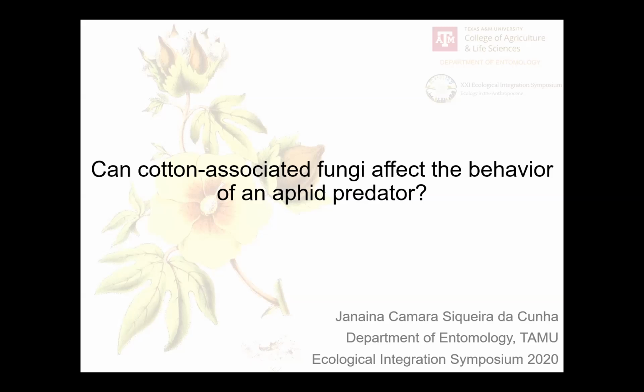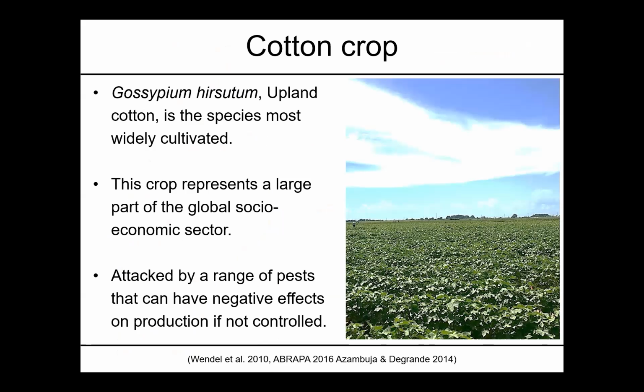So to start with, I'm gonna make a background a little bit about some stuff that I think it's important for you to know. So the first thing is the cotton crop that I used for my studies. And the species that I used was Gossypium hirsutum that belongs to the Malvaceae family. And it's known as the upland cotton. And it's the species most widely cultivated around the world due to its high yield. It is one of the most valuable fiber crops in the world. That's why it represents a large part of the global socioeconomic sector.